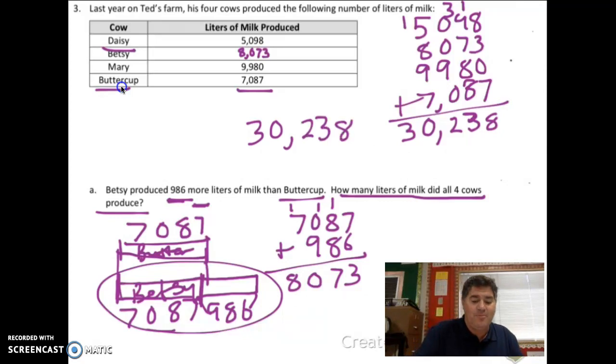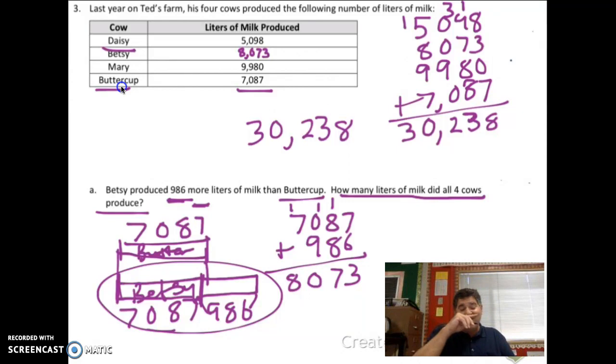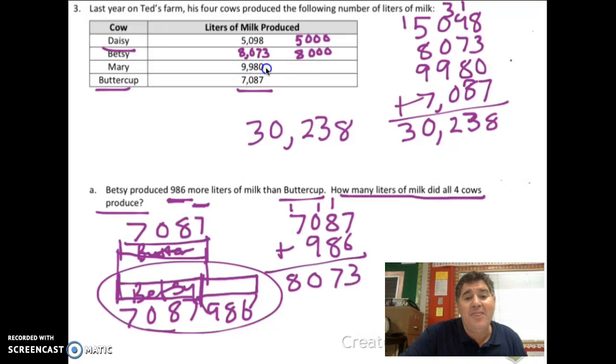Now, let's go to the next problem. It says, is your answer reasonable? Explain. So in order to find out whether something is reasonable, we want to come up with some estimates. Saying it's reasonable, come up with an estimate, does it make sense? So let's just come up with some estimates for these ones. So the 5,098 is about 5,000. Okay? And then 8,073 is about 8,000. And then 9,980 is right about 10,000. And then 7,087 is right about 7,000.